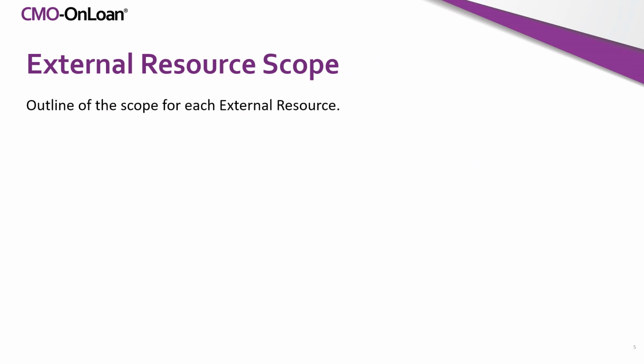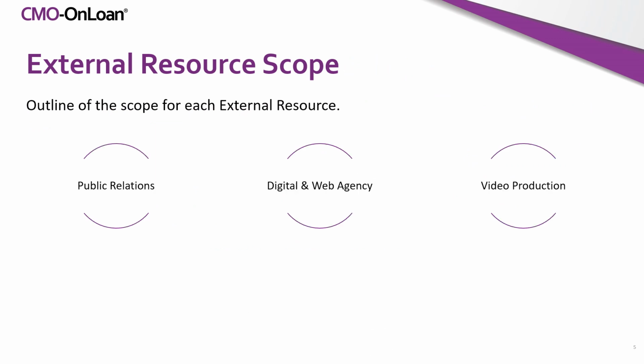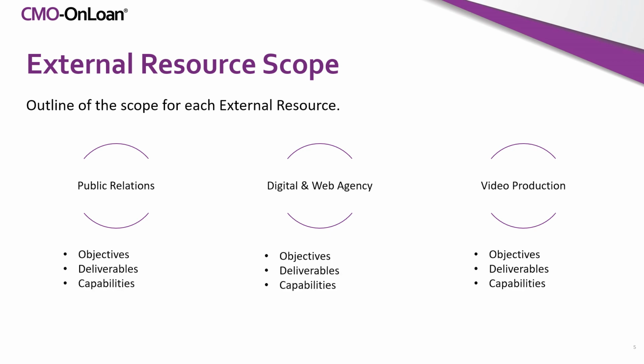So how do you do that? Let's do an outline here. And so we have in our example, 3 different groups: public relations, digital and web, and video production. And then for each, you want to do the objectives, the deliverables, and the capabilities, just to get a high level of what they need to start. This will help you break it down before you get into the details.